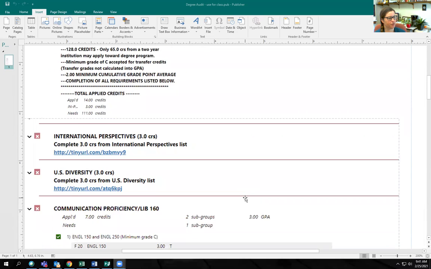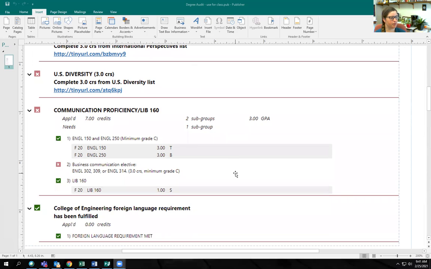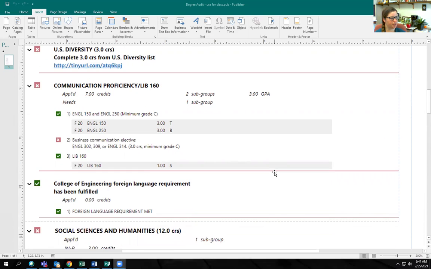So moving farther along in your degree audit, you'll see a few different areas. You'll see international perspectives and U.S. diversity, because those are university requirements. You're going to actually see those later on in the social science section. So some of these things get listed twice, just based on different requirements. So then we'll see some English types of things. Note that everything here has to be a C or higher for the English department.